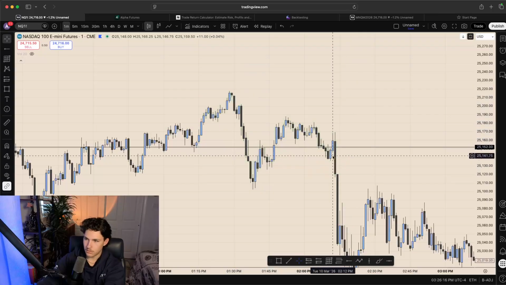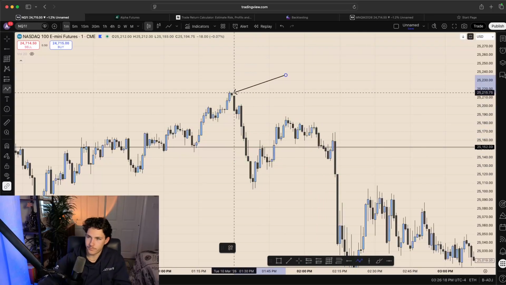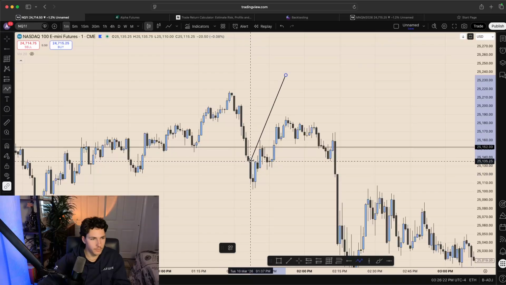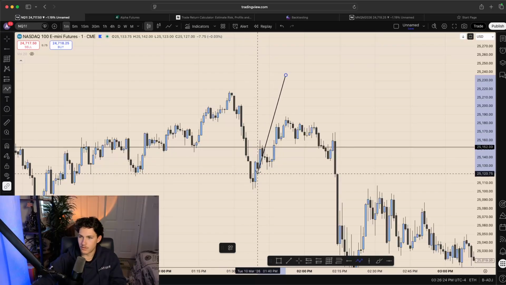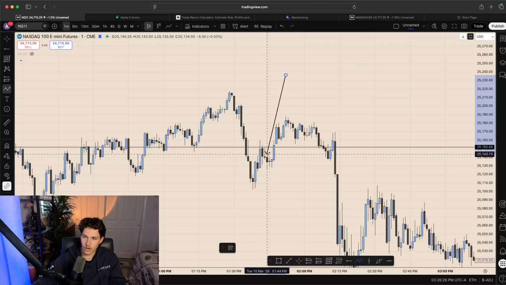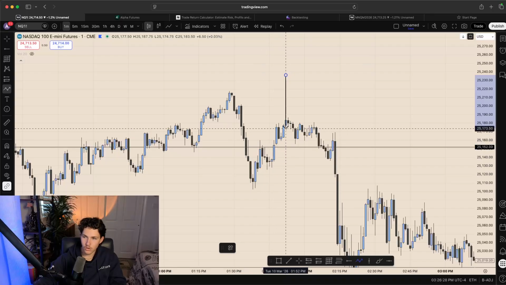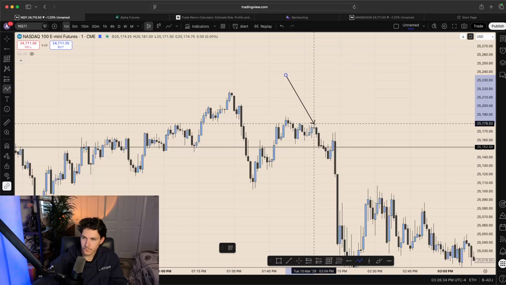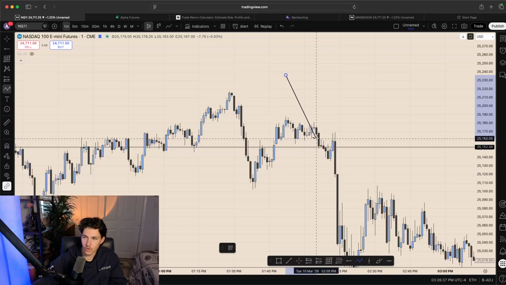We came down, move up, then move down. We're in a bearish trend. Then what do we do? We broke structure up, all the way up. We're still in an uptrend. And then what did we do? Put a low in, and then broke the structure.